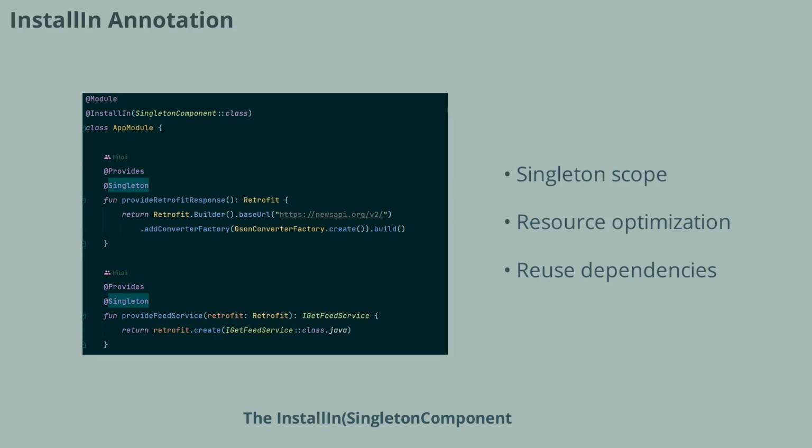Install in singleton component class annotation is particularly valuable when dealing with dependencies that are expensive to create or should be shared across the entire application. By scoping such dependencies within the singleton component, Dagger Hilt ensures they are created only once and reused throughout the application's lifespan. This optimization can greatly improve performance and resource usage, especially in scenarios such as retrofit calls or heavy object creation. We'll see how install-in helps manage resources efficiently.